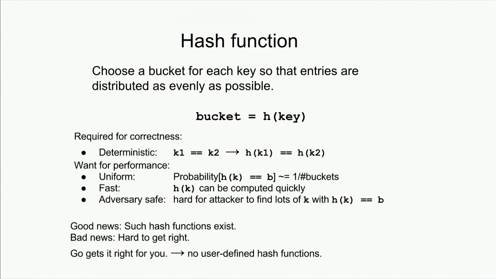In addition, for performance, we want a bunch of other things. We want to make sure that keys are assigned to buckets essentially randomly, that keys are evenly distributed throughout the buckets, no matter what the distribution of the keys is. Also, we like the hash function to be fast. If the hash function's slow, it's kind of useless, because it's got to be at least faster than just looking through all the data. An additional property that would be nice is that it should be adversary safe.